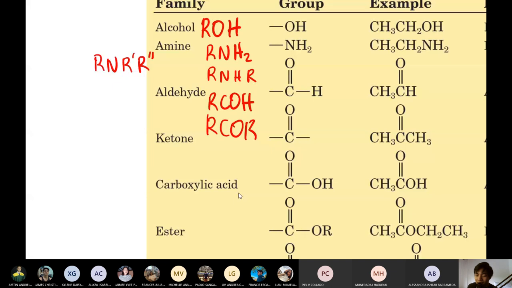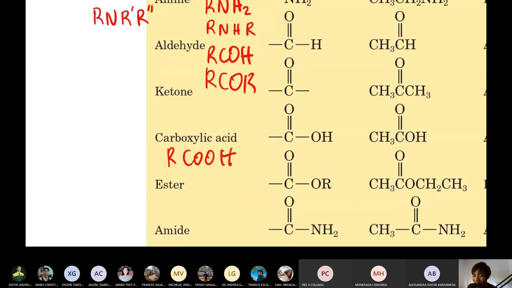Carboxylic acid, ano yan, tawag ko dyan, R-COOH. Magkaiba yung R ko sa RQ. Ito may ano, nadadama mo yung double O. So yan. So C double bond O, OH. So that's your carboxylic acid.